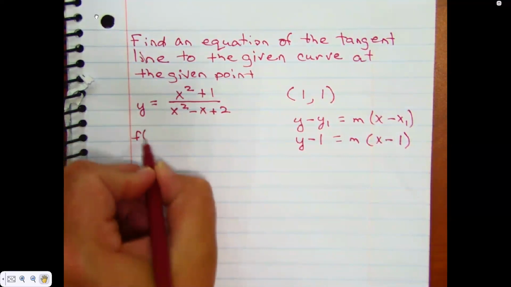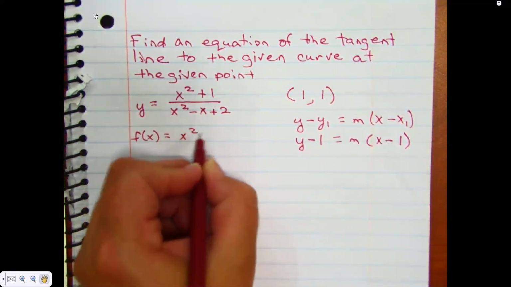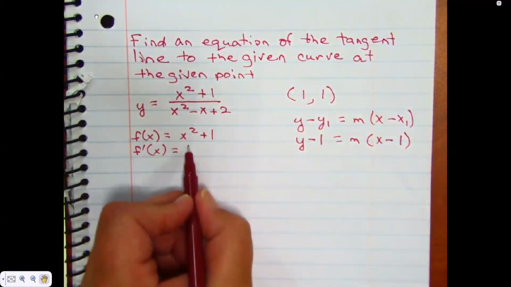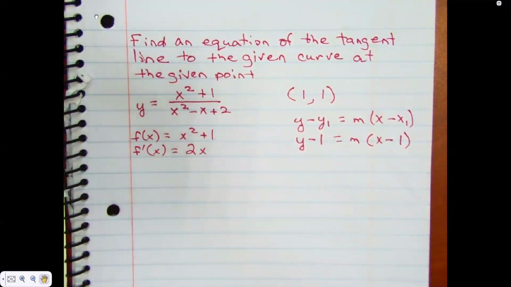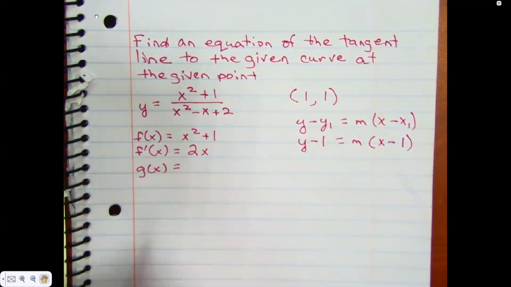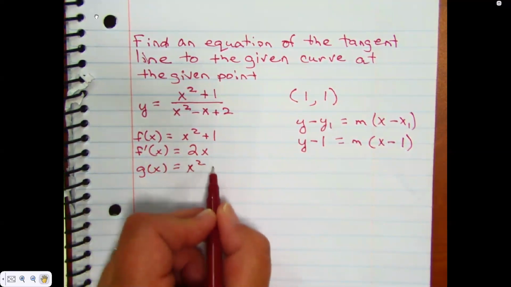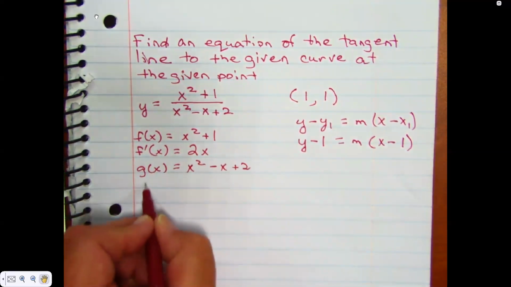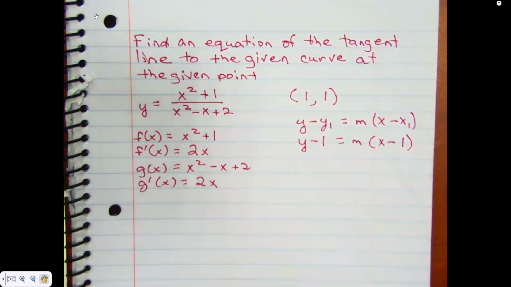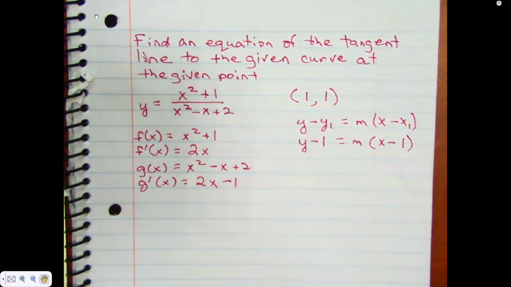f of x just stands for our numerator, x squared plus 1. Its derivative, roll it down, subtract 1, number goes away. g is just a little bit longer, right? So g is x squared minus x plus 2, and its derivative, roll it down, subtract 1. Negative x goes to negative 1, and then the 2 goes away. So it's just a little bit longer.